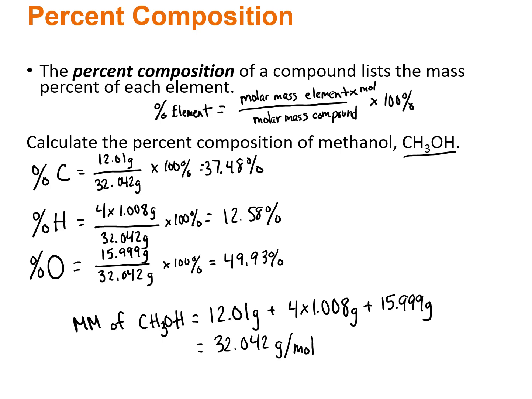That's percent composition. When you add them all up, you should get 100%. It might be like 100.3 or 100.5 or something like that. That's fine. With rounding, that happens. But it shouldn't be 110%, okay?